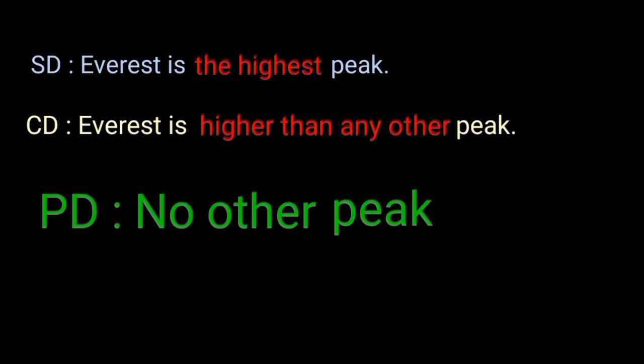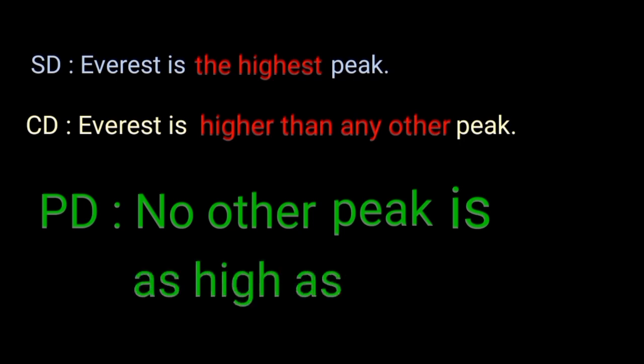Later is the position of the verb. Verb should be placed. After the verb, you have to use the positive form of the adjective. It should be placed in between two as. So, as high as. And finally, you can write the subject. So, the answer is no other peak is as high as Everest. That is the answer.